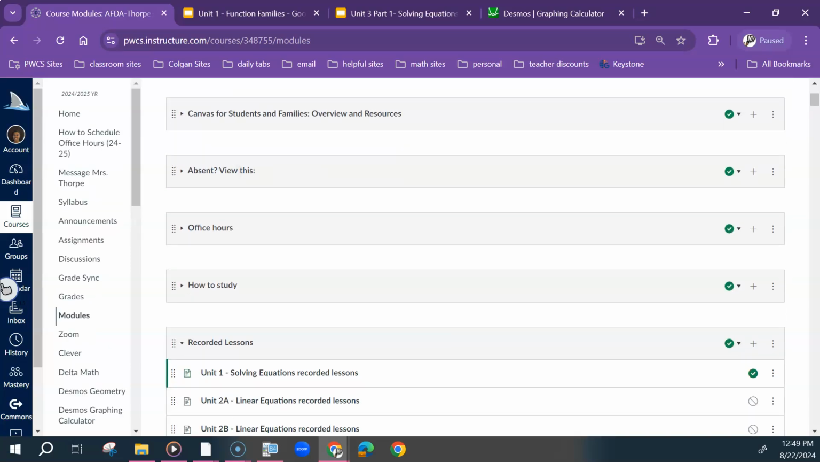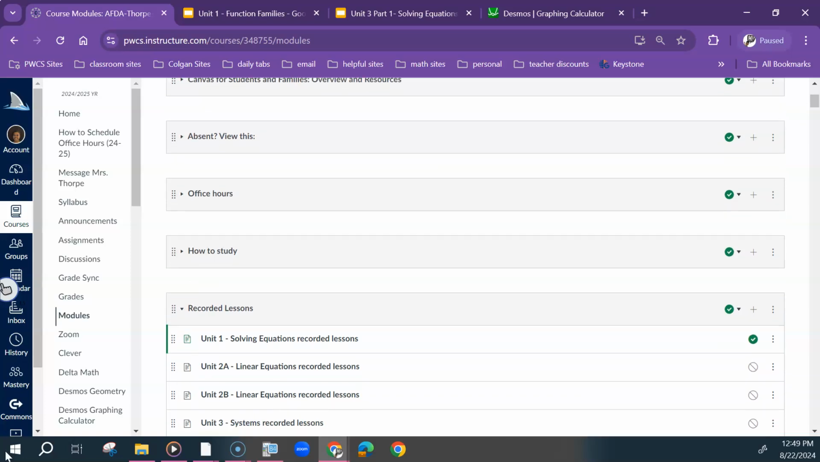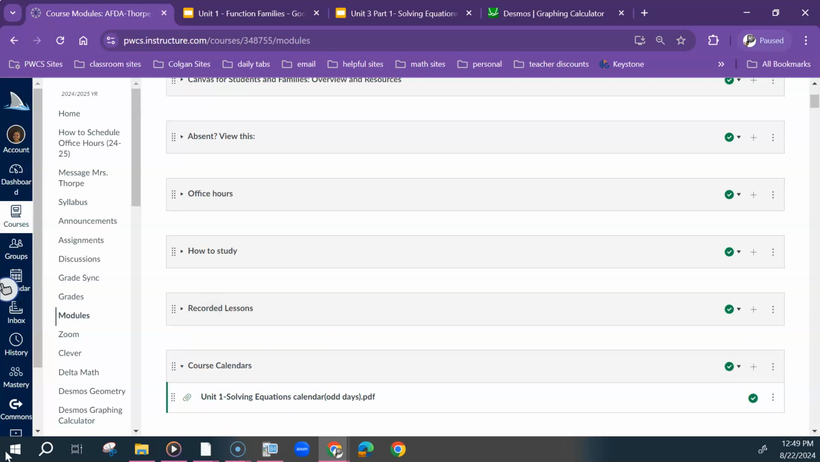Alright, some important modules. Absent view this, that's an important one, especially if you're not here, planned or unplanned. It'll tell you what you should be doing. If one of us or both of us are not here, it'll also tell you what you should be working on. I'll try to post an announcement also, but make sure you're viewing that. The how to study is specifically for math, but you could also apply it in other classes. If you need some studying tips, look at that.